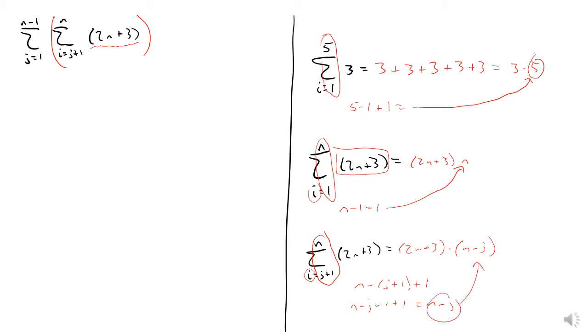Okay, so that explains this first sum. This first sum gives me 2n plus 3 times n minus j. All right, so now I need to do the sum from j equals 1 to n minus 1 of 2n plus 3 times n minus j.